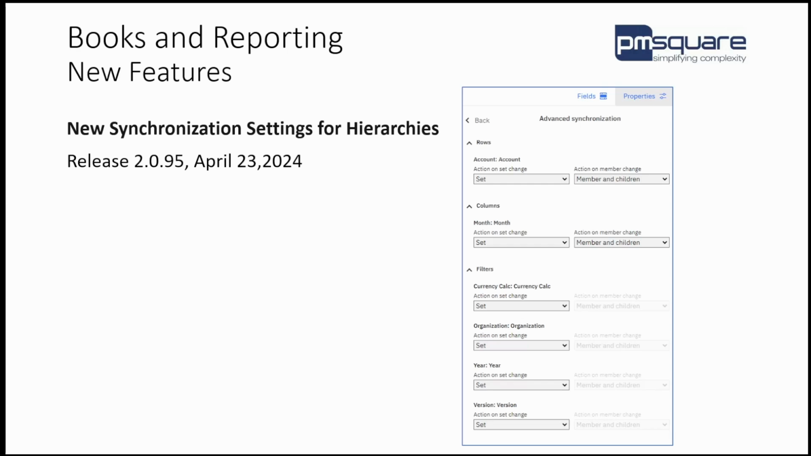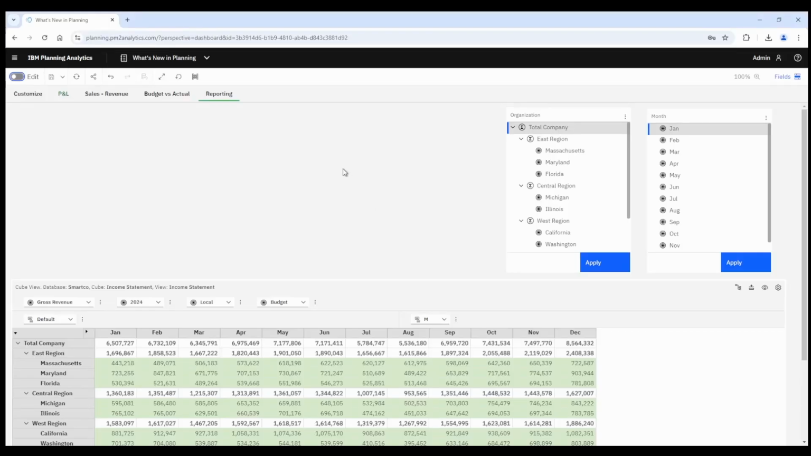In Release 95, the new synchronization settings will allow you to customize how each hierarchy in the Cube Viewer or visualization displays when a synchronization event is received by that widget. The advanced synchronization settings apply only to the widget that receives the synchronization event. To get to the advanced synchronization settings, I'm going to work within this reporting tab where I have two advanced selectors, one for organization, one for month, and then I have an income statement view.